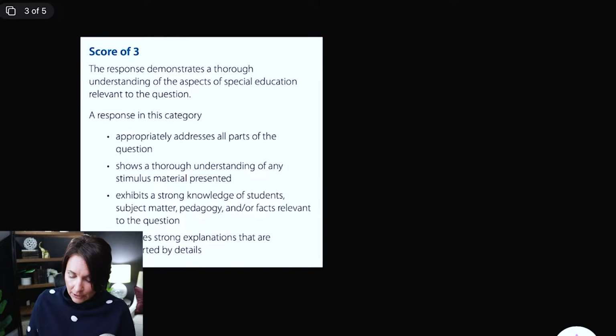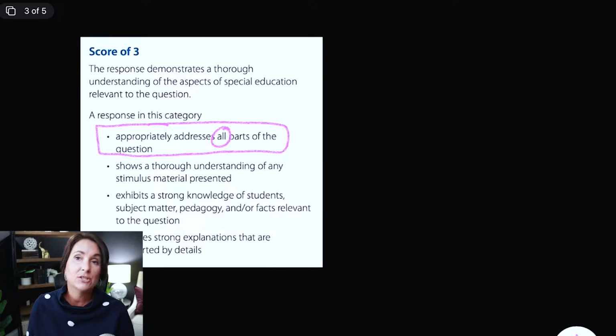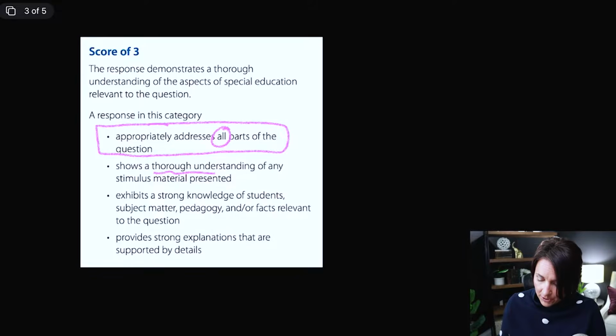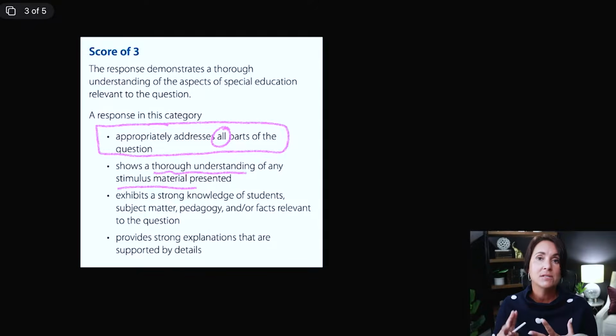First of all, you're going to appropriately address all parts of the question. They actually make this very easy on you, and I'm going to show you how, because they lay out exactly what they want you to do in the question. So you need to make sure you cover all of them. You also want to have a thorough understanding of any stimulus materials presented. So when they say stimulus materials, they're talking about charts, graphs, things like that. It may be some data, a case study. It could be a narrative. It could be a running record where you measured their reading ability. It could be any one of those things.